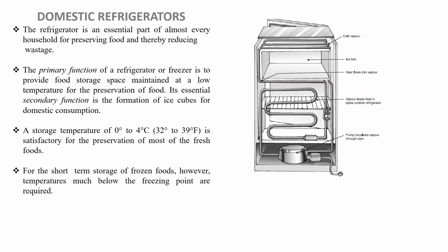So there will be two sections. The lower section will maintain the food preservation at a low temperature, whereas in the upper part of the refrigerator we can make ice cubes, or anything for which we want to maintain a high cooling effect. The storage temperature we have to maintain is about 0 to 4 degrees Celsius, that is 32 to 39 Fahrenheit, which is satisfactory for preserving food so that it will be very fresh. For the short-term storage of frozen foods, however, the temperature must be below the freezing point, which is required. So this is how they have been maintained.